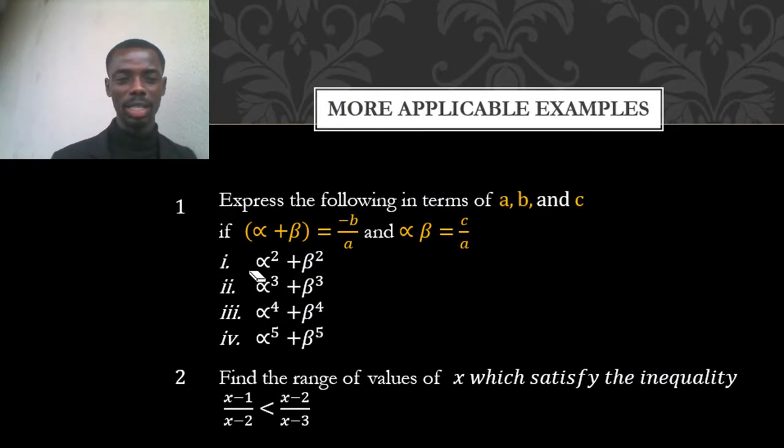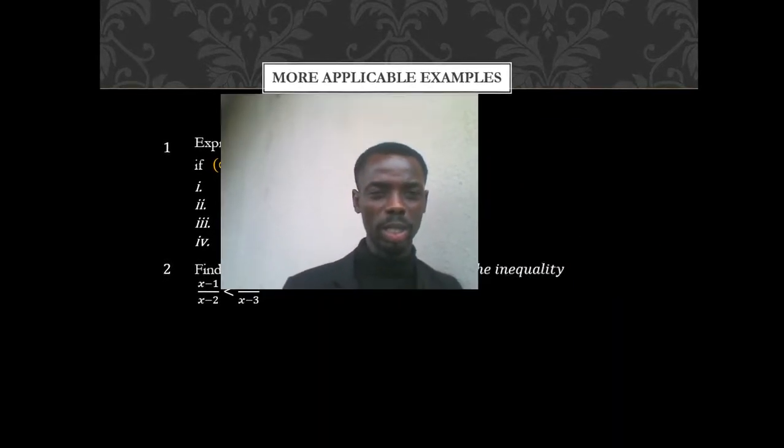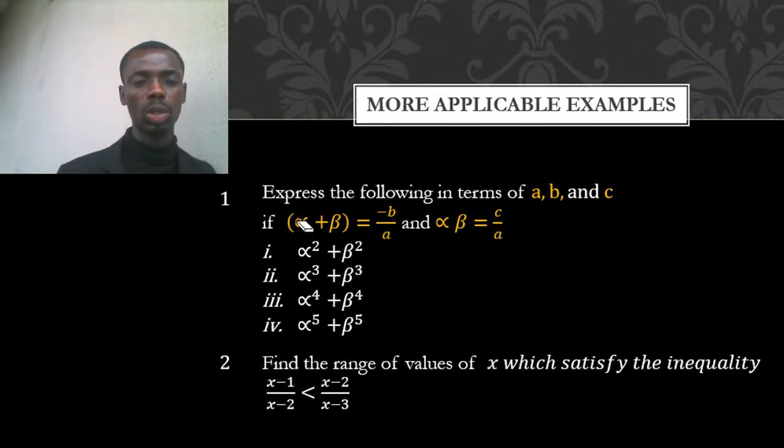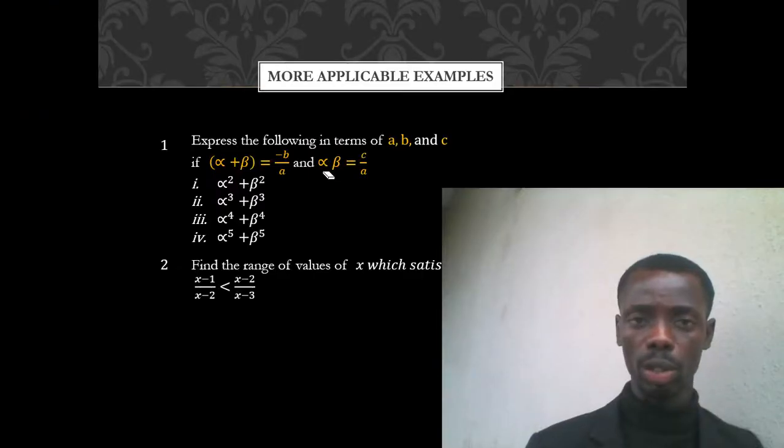So what does that mean? It means that you're first going to express this value such that every term in your expression will conform to alpha plus beta and alpha beta. Let me say that again. You want to find the value of alpha squared plus beta squared such that every term in your expression will conform to alpha plus beta and alpha beta. That is what we want to do. And that's the same thing we want to do for every other question in this question 1. I believe you're following. So let's move on.